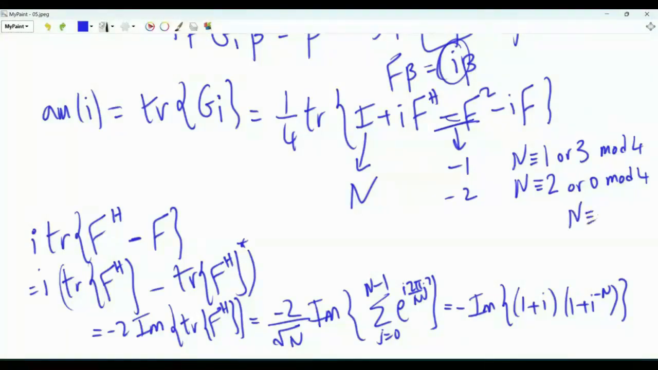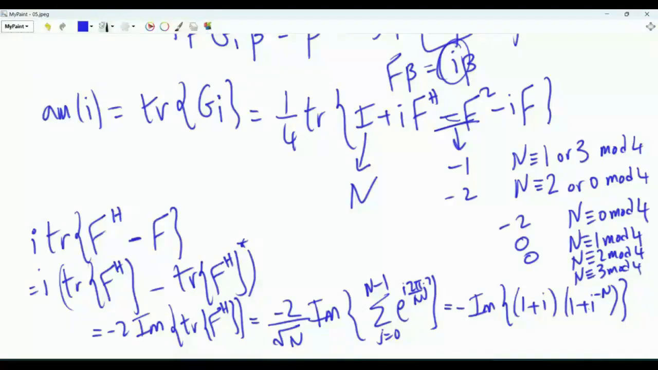Let's do the cases. If N is divisible by 4, then I to the minus N is 1, that's 2, and so the imaginary part is -2. If N is congruent to 1 mod 4, in this case, I to the minus N is minus I, 1 plus I times 1 minus I, that's purely real, and the imaginary part is 0. If big N is congruent to 2 mod 4, then I to the minus N is -1, and 1 plus -1, that's 0, we get 0 again. Finally, if big N is congruent to 3 mod 4, then I to the minus N is I, and we have 1 plus I squared, that's 2I, we get -2 again.